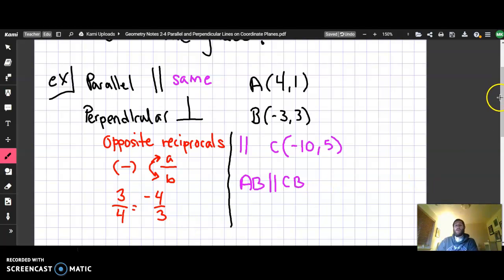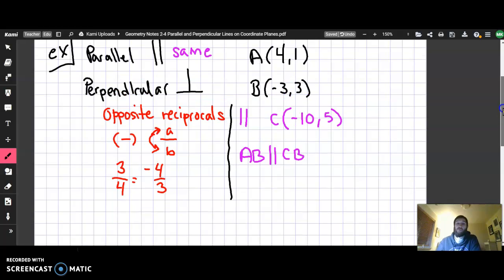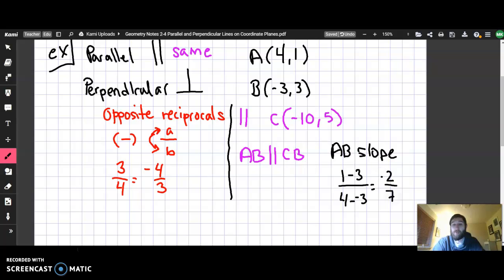How can we determine this? First, we need to know the slope of AB. We can find that slope by using the slope formula, the change in y over the change in x. So the slope of AB is going to be the change in y's, so 1 minus 3, divided by the change in x's, so 4 minus -3. And so the slope of AB is -2/7.